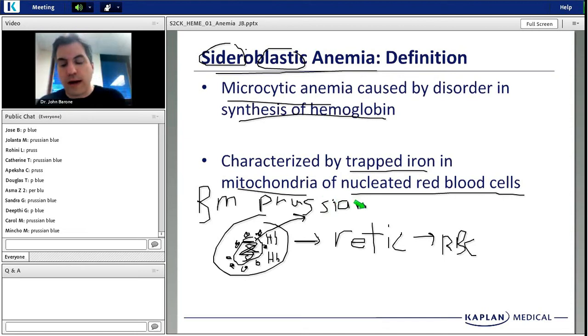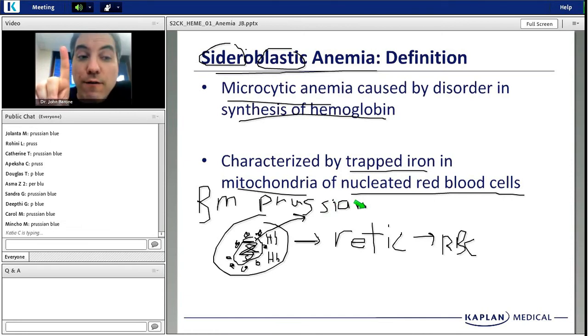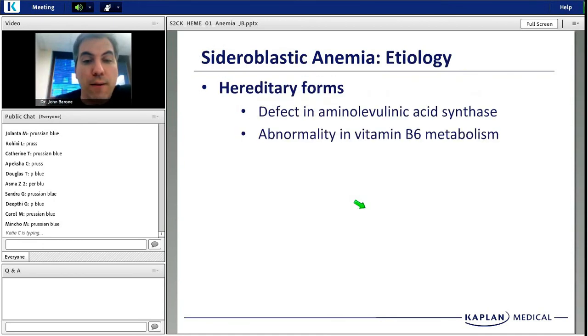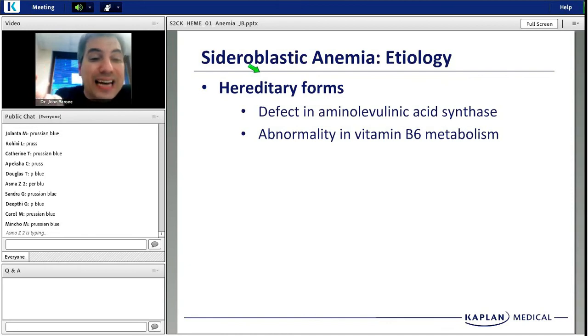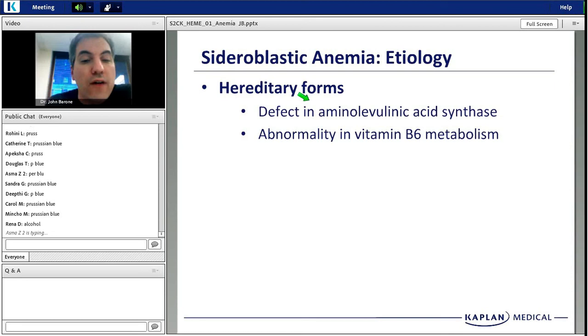Diagnostic. Okay, got it? So I went right to the diagnosis here. Again, I said microcytic, so we'll do iron panel first, then we'll confirm it with the Prussian blue on the bone marrow. All right, now let's talk about what causes this. We talked about lead, but there's other causes too. You've got hereditary forms where you have a defect in making the ring. If you can't make the protoporphyrin ring, you can't make hemoglobin. Iron's just going to sit there. It's never going to go into the heme.